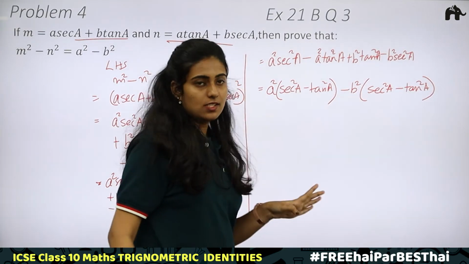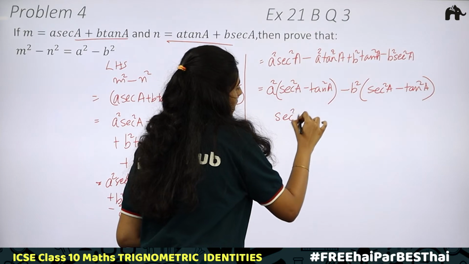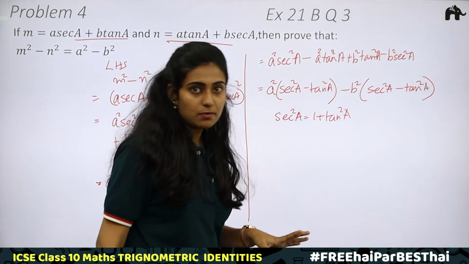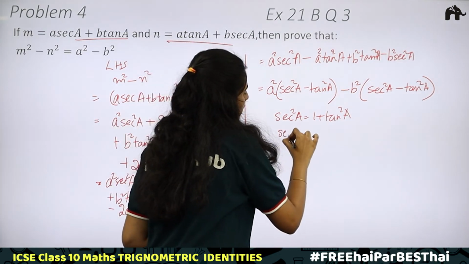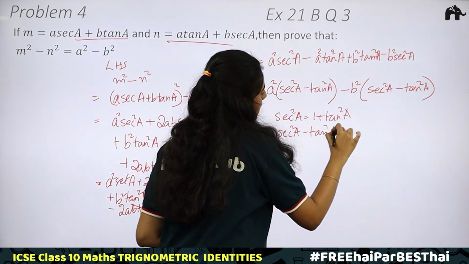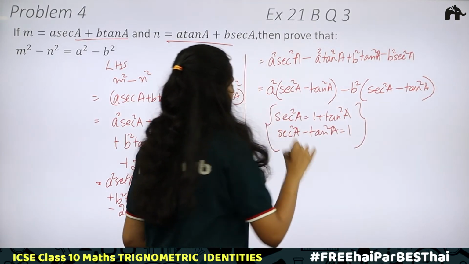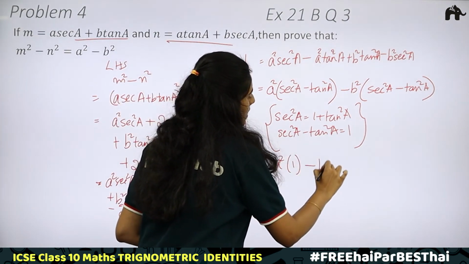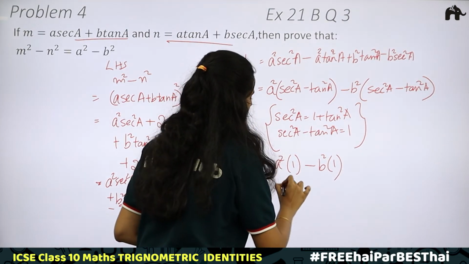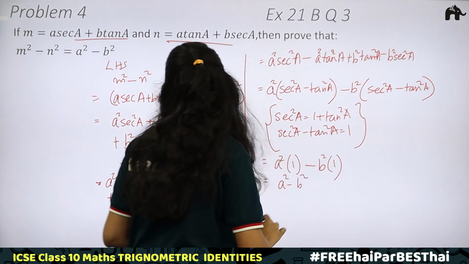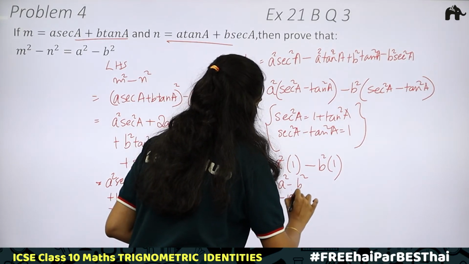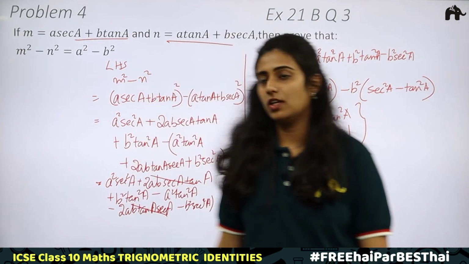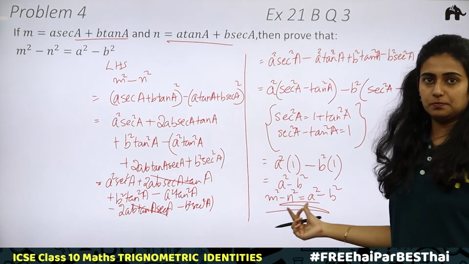What is sec square A minus tan square A? We have an identity: sec square A is equal to 1 plus tan square A. If sec square A is equal to 1 plus tan square A, then sec square A minus tan square A is equal to 1. So we are applying this identity here. We get a square into 1 minus b square into 1, and that is equal to a square minus b square. We started from m square minus n square and got a square minus b square. Therefore, m square minus n square is equal to a square minus b square.